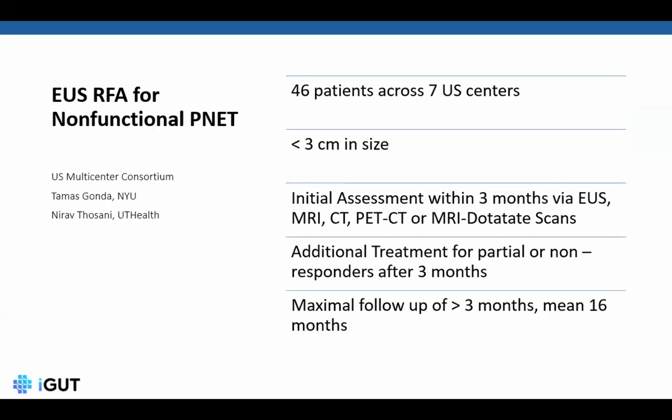Now I'll switch gears and talk about EUS-RFA for non-functional PNET. Thomas led this study. This was a multi-center US consortium where 7 centers enrolled 46 patients with pancreatic neuroendocrine tumors. Most tumors were less than 3 centimeters in size. After initial RFA, we did the assessment at 3 months via EUS, MRI, CT, or PET. For those who were partial or non-responders, we offered additional EUS-RFA. Our follow-up ranged from 3 months to 16 months.